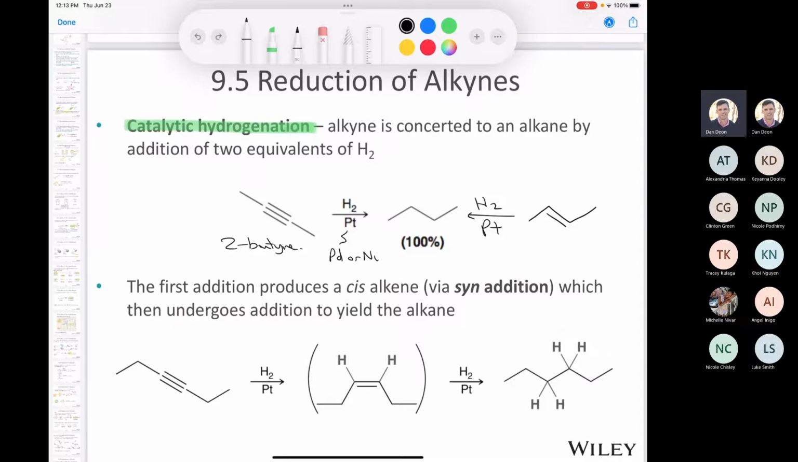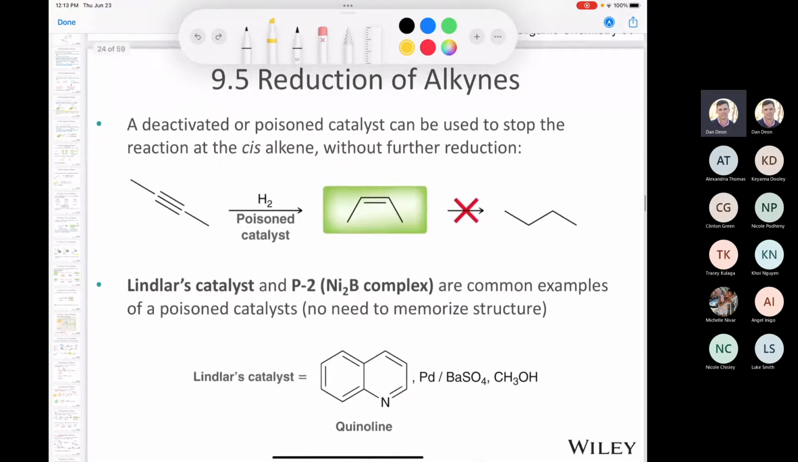So that's catalytic hydrogenation. Now you might be asking, is there a way that I could stop here at the alkene? Could that be done? And the answer is yes, it can be done. You can stop at the cis alkene if you use what's called a poisoned catalyst. If you're wondering what a poisoned catalyst is, there are a couple of them. The one that my students like the most is Lindlar's catalyst, because I just asked them to remember the name. Just Lindlar's catalyst, and that suffices to produce a cis alkene.